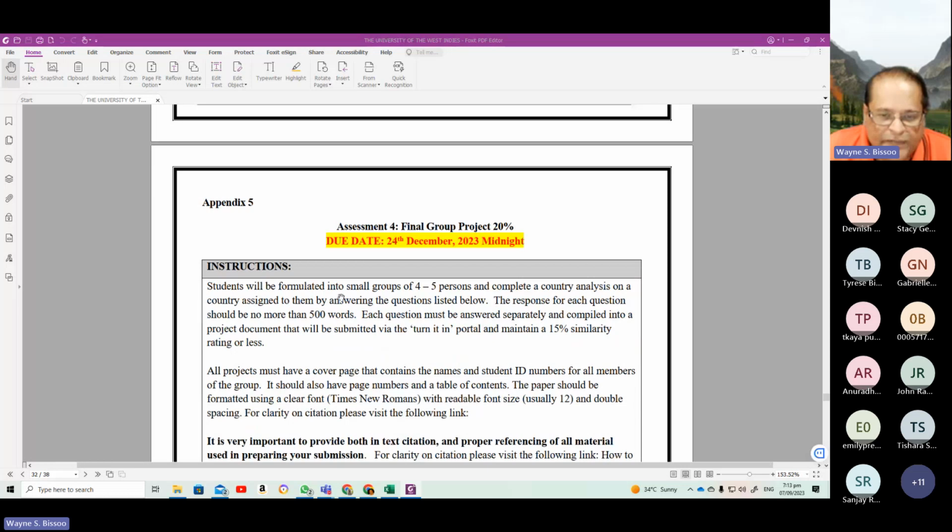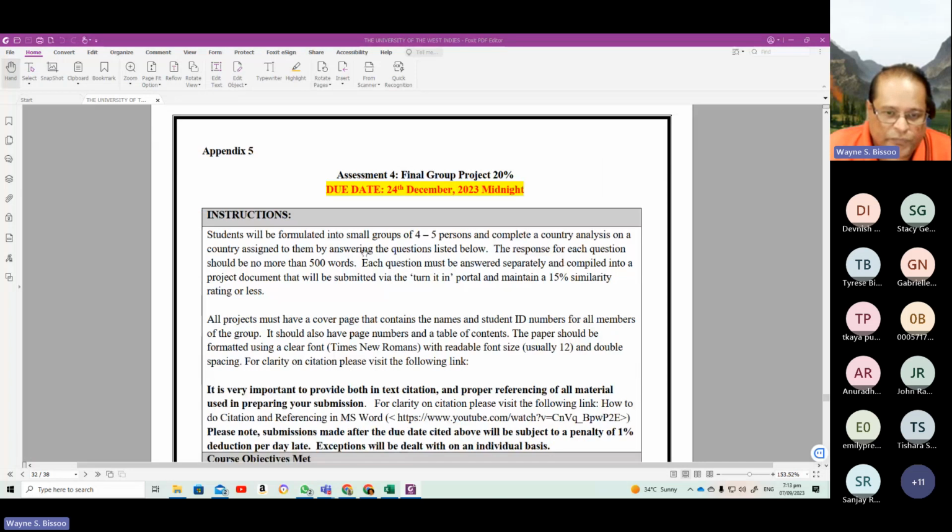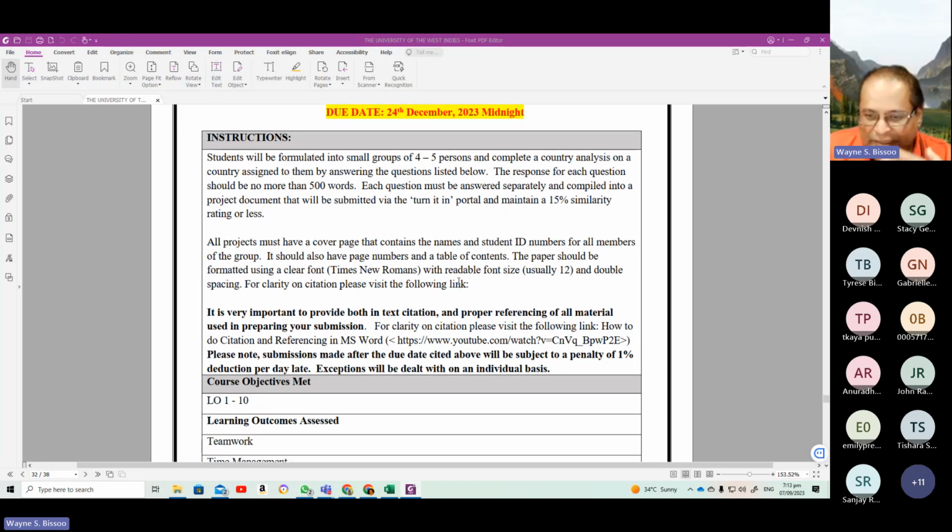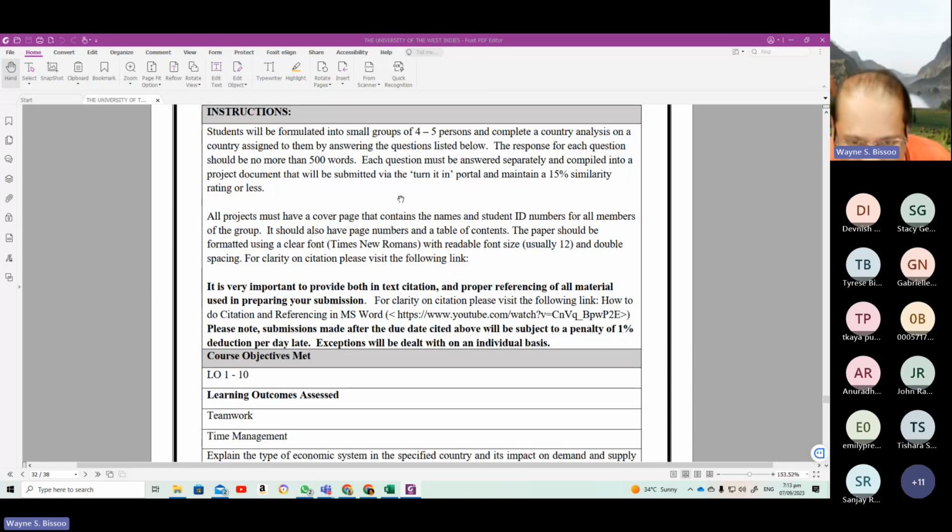So this brings us into the final assessment, which really falls into the group project. Students will be formed into small groups of 4 to 5 persons, and you will complete a country analysis on a country assigned to you by answering a list of questions below. Again, the same thing: you have to put together a combined document in the form of a publication, a paper. And again, we need the same citation methodology. We need the 15% similarity rating.